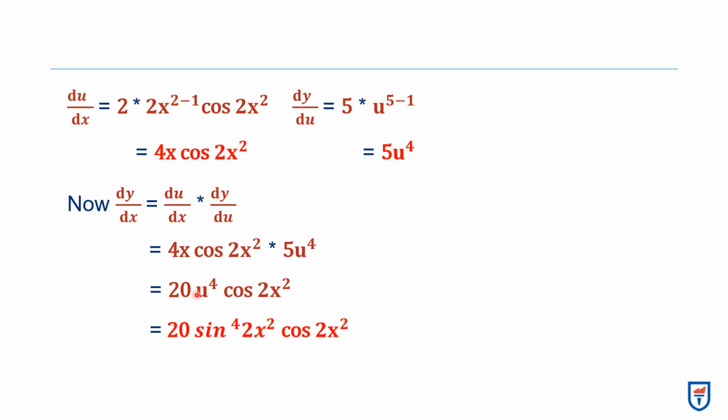And now we return the actual value of u, which is sine 2x squared, in place of u. So when we return the actual value, we have our final result: the derivative is 20 sine 2x squared to the power 4 times cos 2x squared.